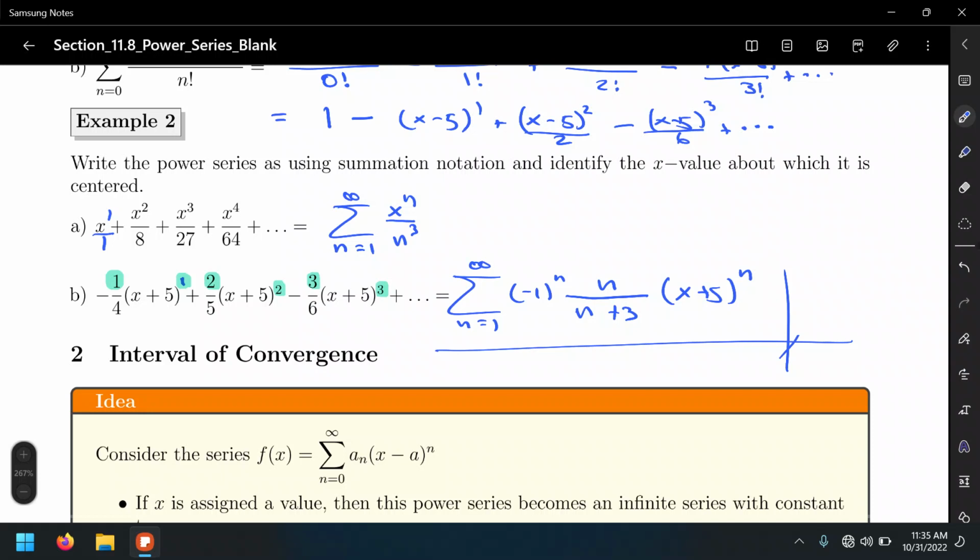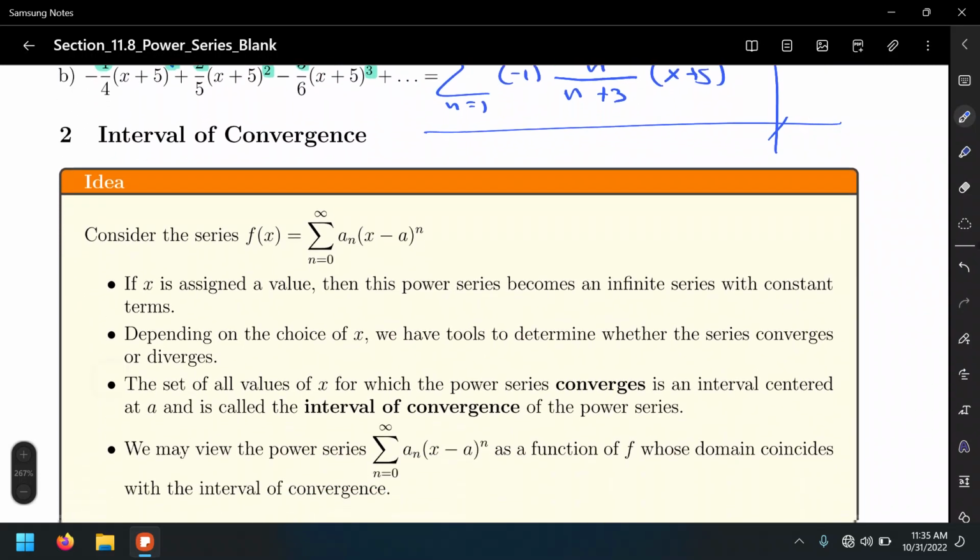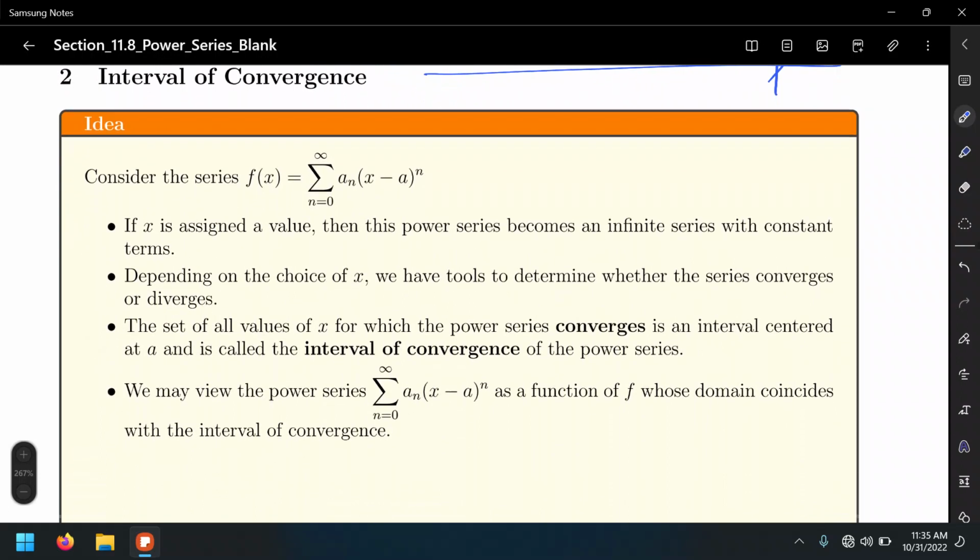So number one, this power series, f of x equals the sum from n equals 0 to infinity of a sub n times (x minus a) to the n power. We can think of this as a function f of x, and again, we need to recall the properties of a function. One property in particular that we really care about is the domain.